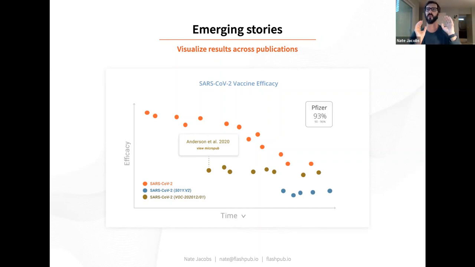It can be that a certain vaccine works in a very specific population, but then it totally doesn't work in some other situation or context. And so you can basically get a sense for what the story is by plotting it in parameter space and directly juxtaposing the different results.